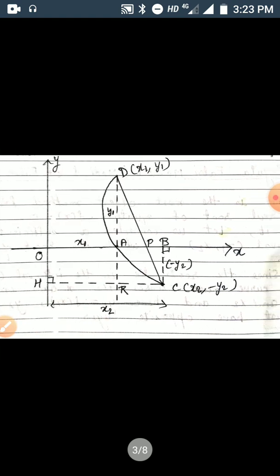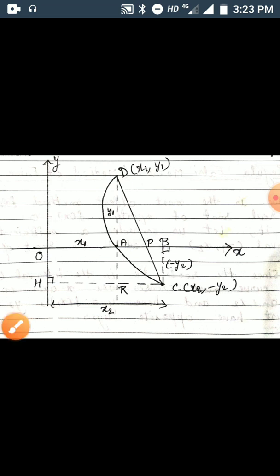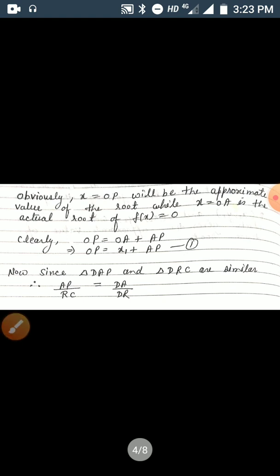OP is the portion of the straight line which crosses the x-axis at P. So OP is the approximate value, while OA is the actual point where the curve crosses the x-axis. So we calculate the value of OP, the approximate root of the equation. Clearly OP can be written as OA plus AP. This implies OP is equal to x1 plus AP.